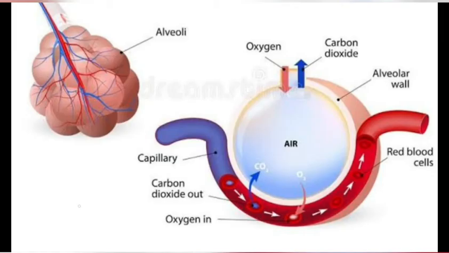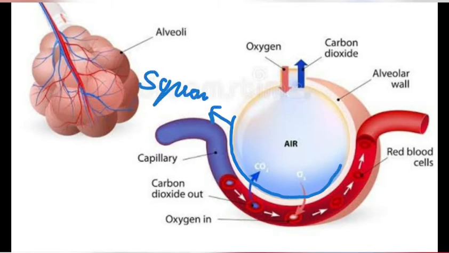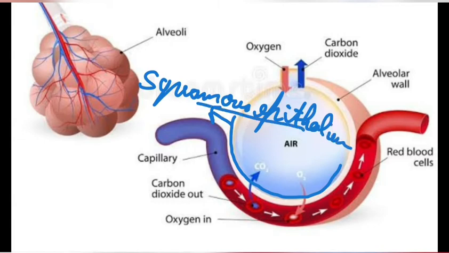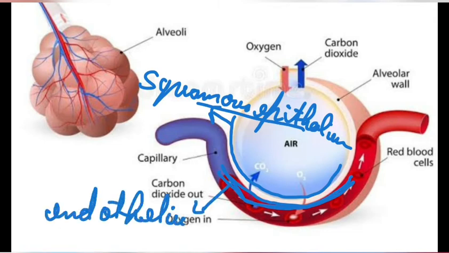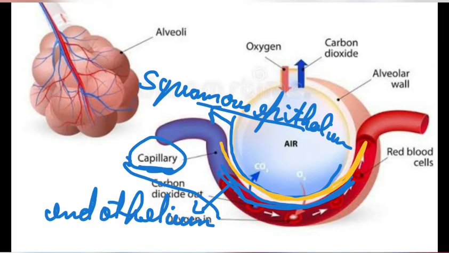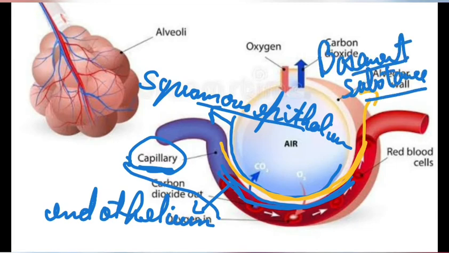Now let's see their position in the diagram. This is an alveoli and this is the layer of squamous epithelium in the alveoli. Below this we have the endothelium of the alveolar capillary, and between these two we have the basement membrane. The combined thickness of all these three is much less than a millimeter. Therefore, all the factors in our body are favorable for the diffusion of O2 from alveoli to tissues and CO2 from tissues to alveoli.